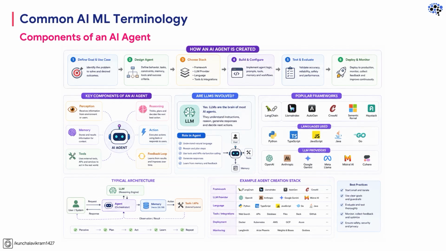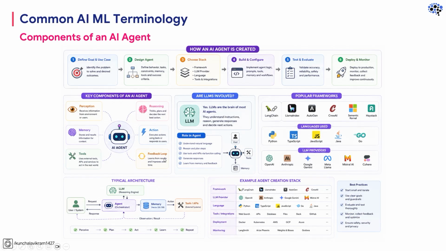Okay, so AI agents can be created through various frameworks like LangChain, LlamaIndex, AutoGen, CrewAI, Haystack, and you can use any of the languages like Python, JavaScript, Golang as well. And since for the reasoning we need an LLM model, you can use any of the LLM providers. Okay, how the agent is actually created from scratch is you define a goal and use case, so identify the problem to solve, and then design the agent: what inputs it gets, what LLM it should use, what memory it should use, what actions it can take, and its feedback loop, so that it learns from the result.